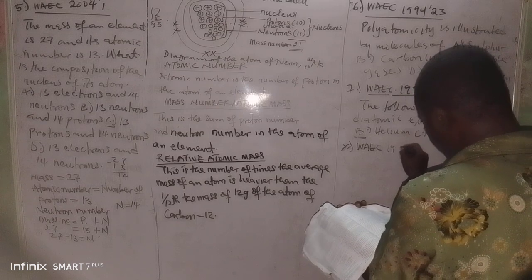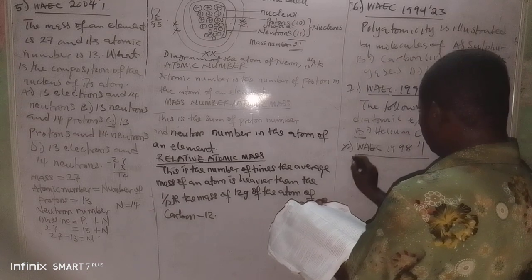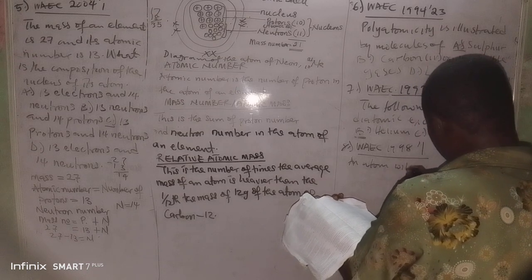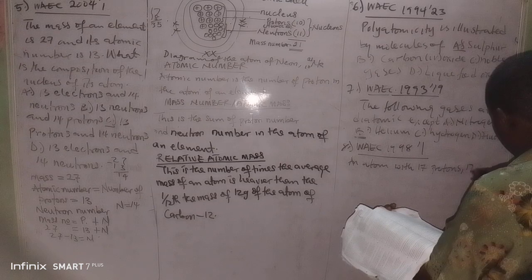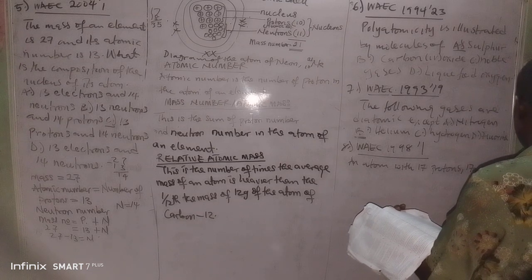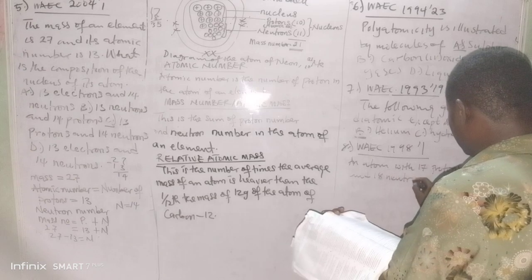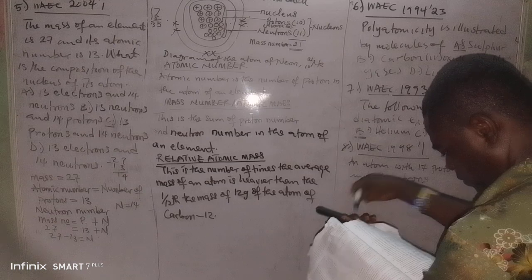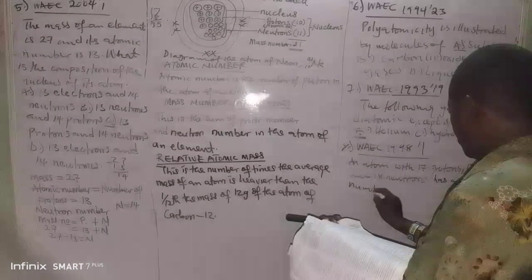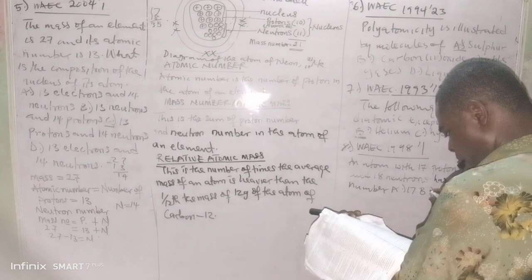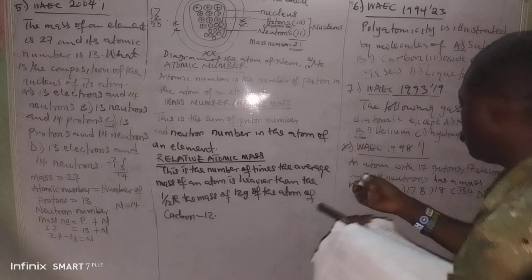WAEC 1998, question 1. It says an atom with 17 protons, 17 electrons and 18 neutrons has a mass number: A, 17; B, 18; C, 34; D, 35. Now, what do we do?